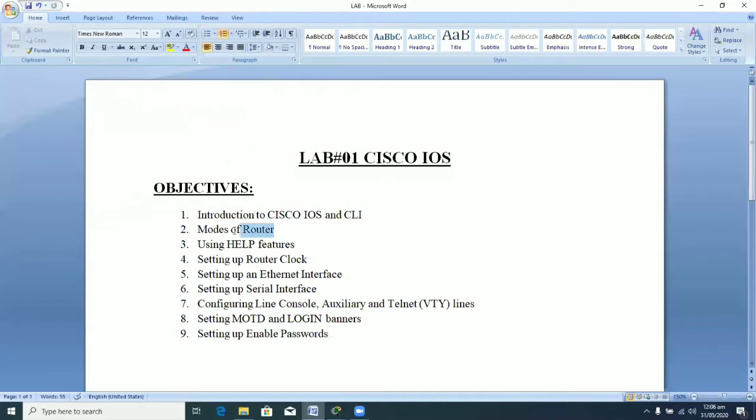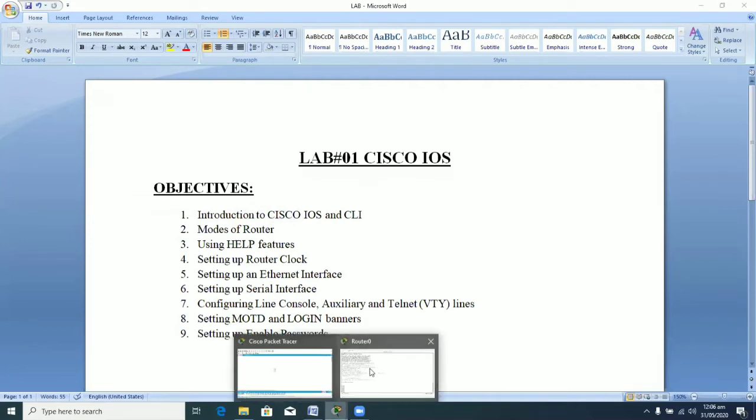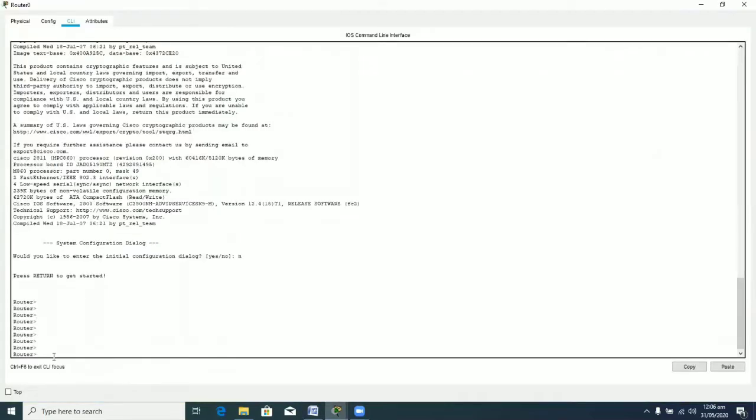This greater than sign is the user mode of the router, which is our second objective of today's lab. We have to learn about the different modes of the router. So this was our first mode of the router, that is the user mode, with a greater than sign. If you want to move to the other mode, that is the enable or privilege mode, then you have to simply write the command enable.